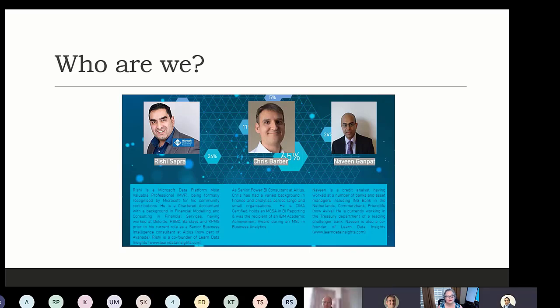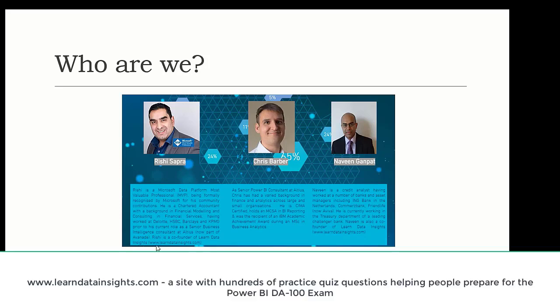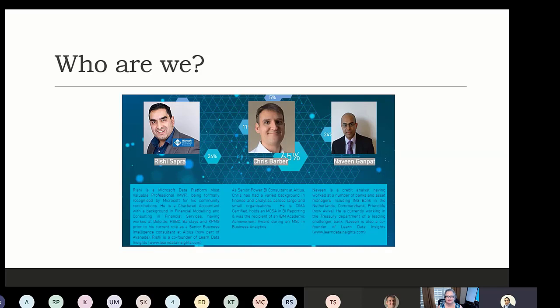Naveen is one of my friends from my network who works for Challenger Bank in the Treasury Department. He has much more of a finance background as well, and is also quite interested in data science and Python. Naveen and I also run another website called learndatainsights.com, which is now focusing on helping people prepare for the DA-100. I do a lot of quizzes. I've written over 400 or 500 quiz questions, and it was only properly launched a couple of months ago. We've had 10,000 quiz attempts, so it's lots of data and lots of really interesting insights to see how that's going.